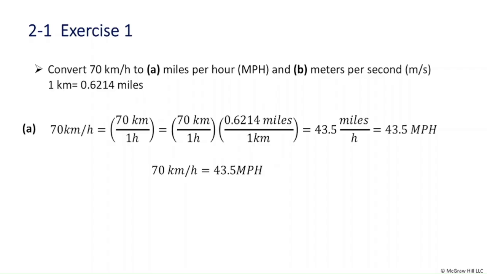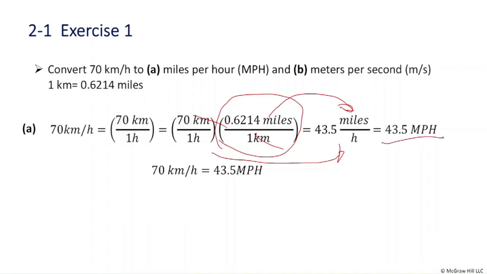So now you can write that as a fraction, so that the unwanted unit, kilometer, would cancel out and you will get the unit miles per hour. So you have to multiply 70 by 0.6214. So you will get 43.5 miles per hour, or mph.